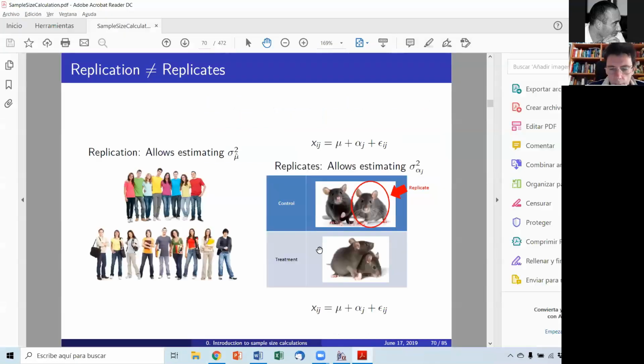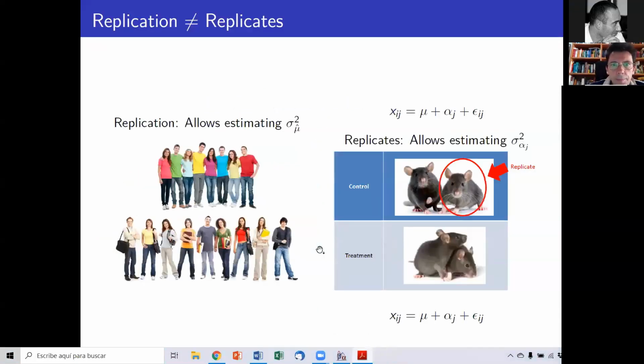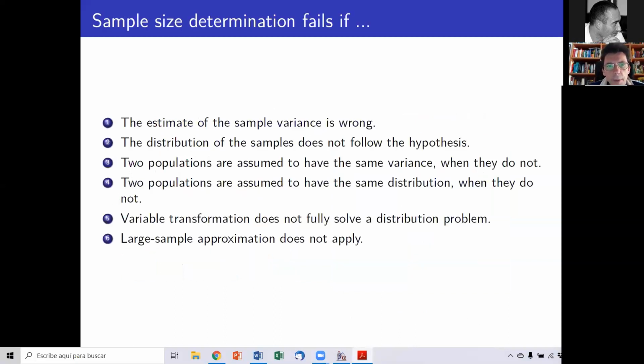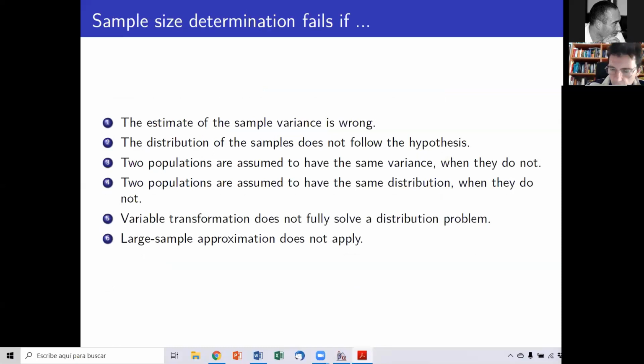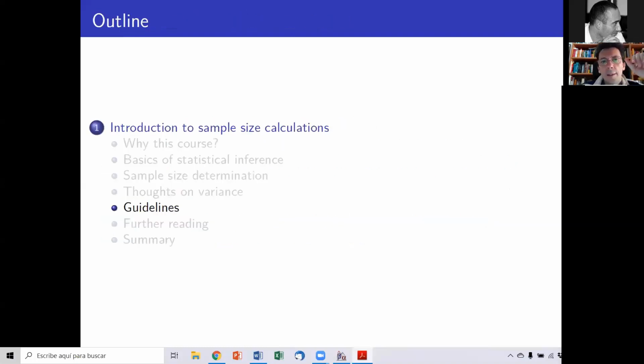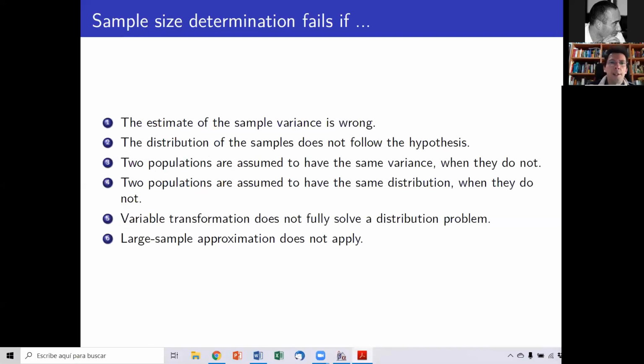Okay, so let's come back. We will see all these questions and answers at the end. Okay, so I think this is a good, very simple overview of the sample size. And let's see some other ideas about sample size.